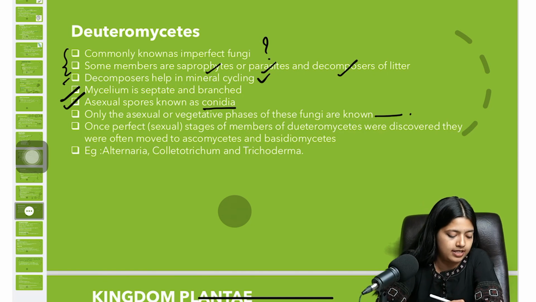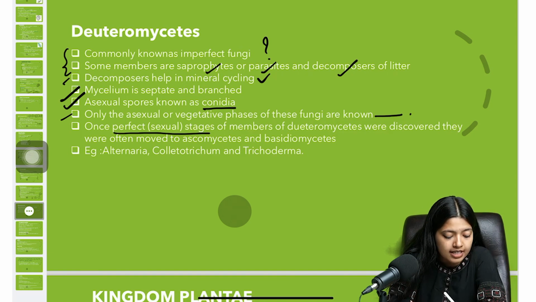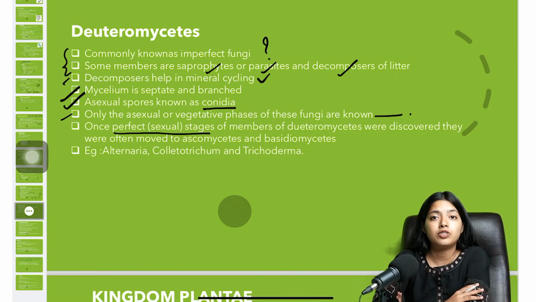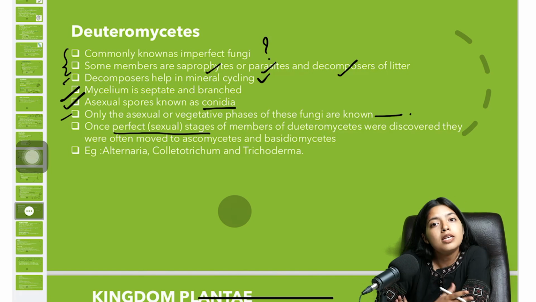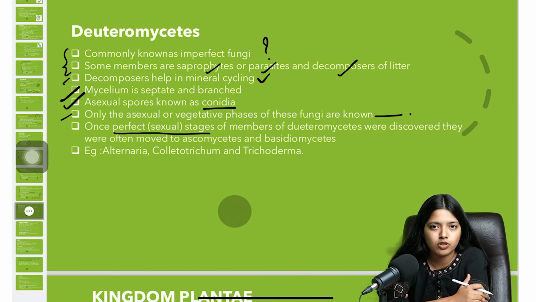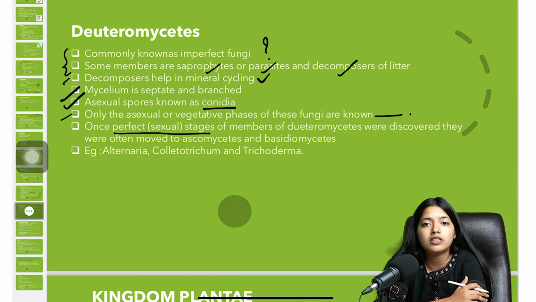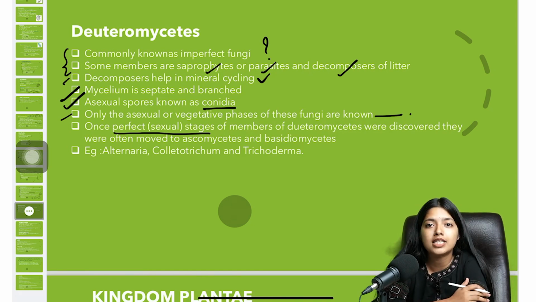The sexual stage is considered the perfect stage, which is absent in Deuteromycetes, hence they are known as imperfect fungi. Once the perfect stage of some members of Deuteromycetes was discovered, they were moved to Ascomycetes and Basidiomycetes. So this is a group exclusively with no known sexual reproduction, showing only asexual and vegetative reproduction.